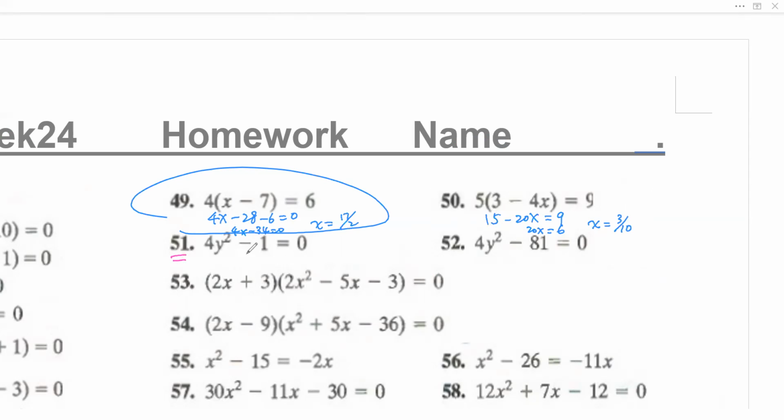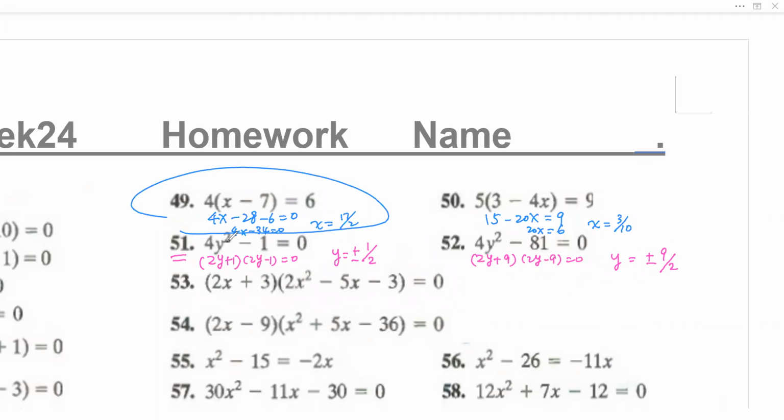So here you can use the special product, right? So 2y plus 1, 2y minus 1 equals 0. Y equals what? Positive and negative 1/2. You guys got it? Same for 52: 2y plus 9, 2y minus 9, right? Equals 0. So y equals plus or minus 9/2. That's easy, right?